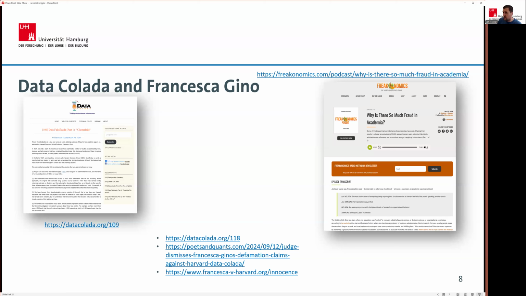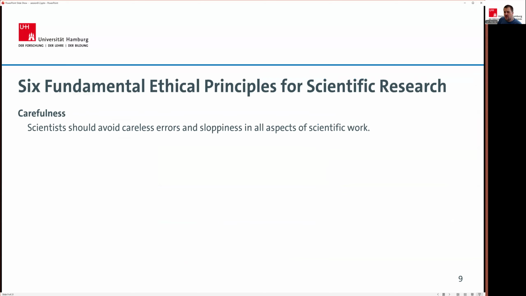If you Google that case, you will find out what the latest is. A second principle that we need to talk about is carefulness. So the obligation or the moral duty of scientists to avoid careless errors and sloppiness in all aspects of scientific work.